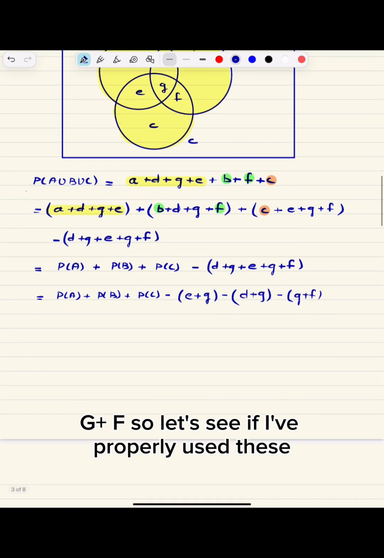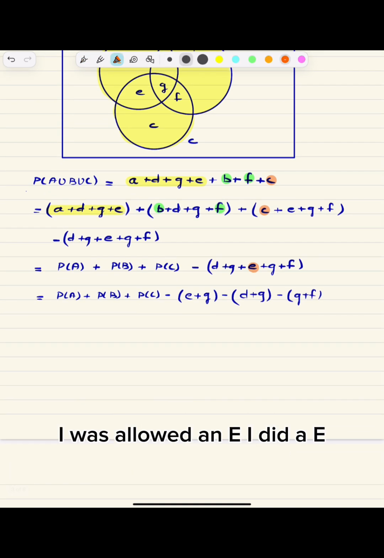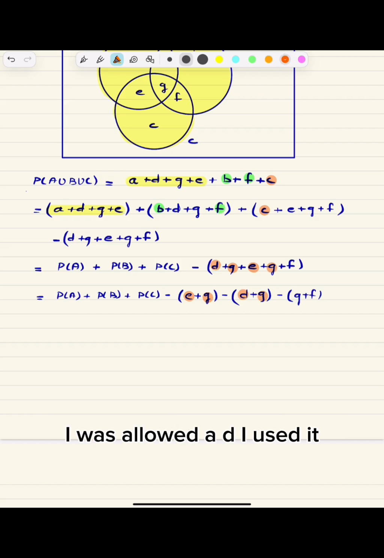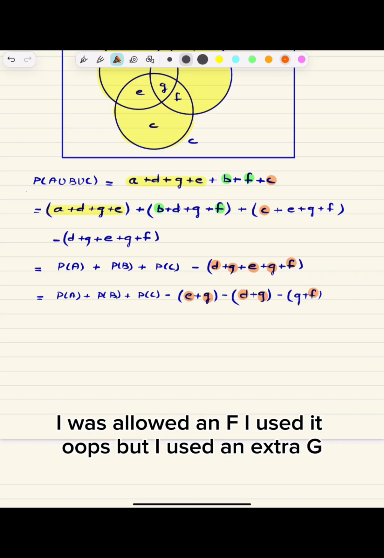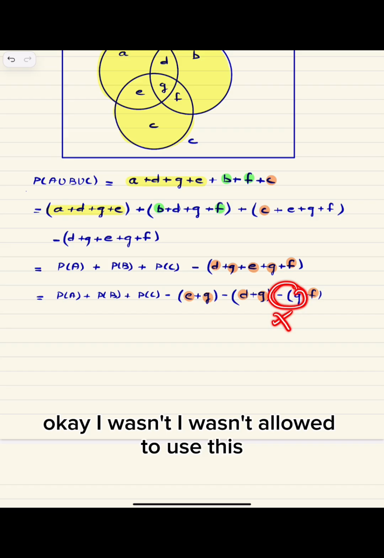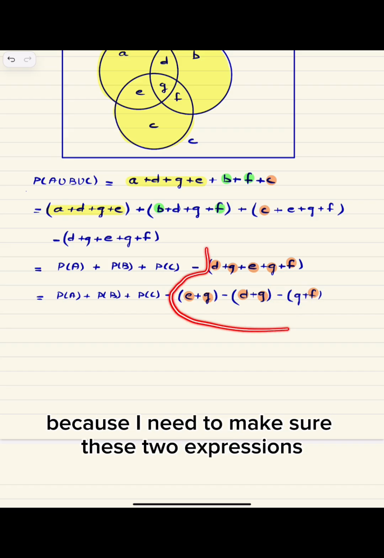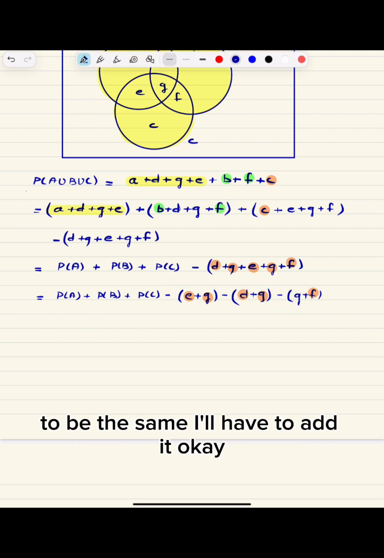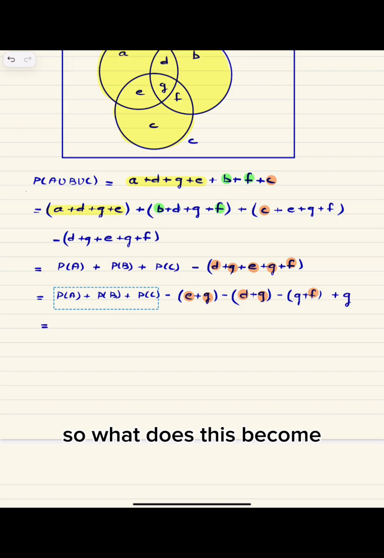So let's see if I've properly used these. I was allowed an E, I used an E. I was allowed a G, I used a G. I was allowed another G, I used it. I was allowed a D, I used it. I was allowed an F, I used it. Oops, but I've used an extra G. I wasn't allowed to use this because I need to make sure these two expressions are the same. So if I've deducted a G which is extra, in order for both expressions to be the same, I'll have to add it. So what does this become?